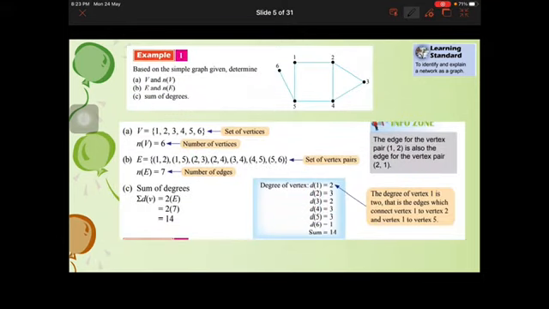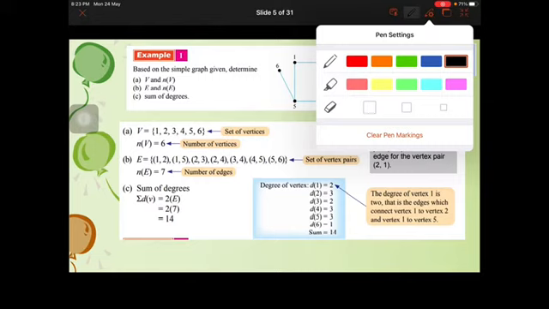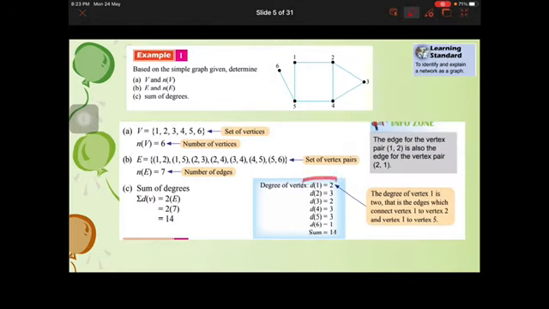Okay, so this is the solution for the example just now, the proper one. So you can see V for question A, then E, the number of edges, then the sum of degrees is 14. So here it has listed all the degrees for each vertex, and in the end the sum is 14.